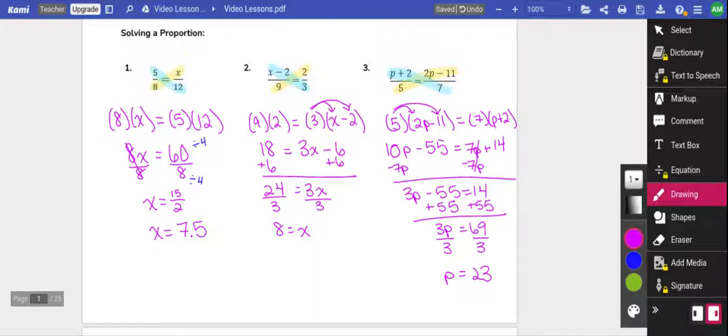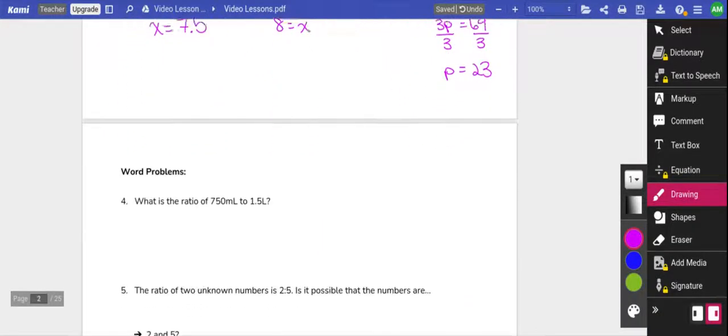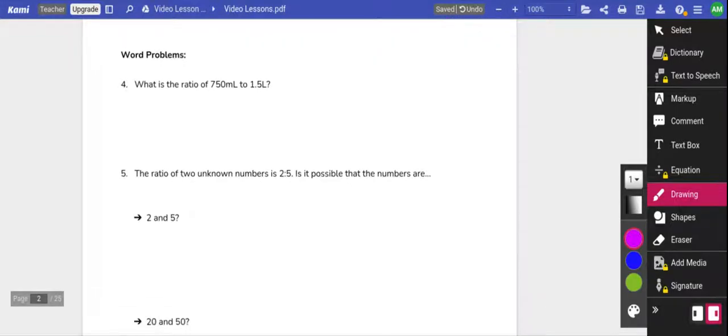That is how we solve some standard proportions. Now let's see how that's related to some word problems. This first one says, what is the ratio of 750 milliliters to 1.5 liters?